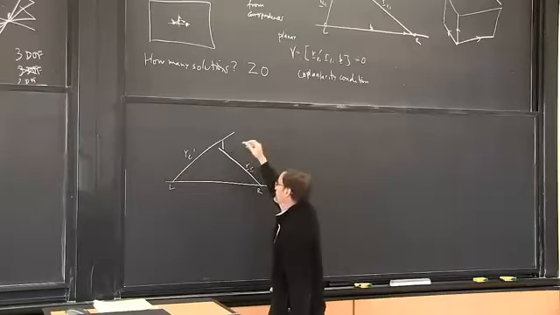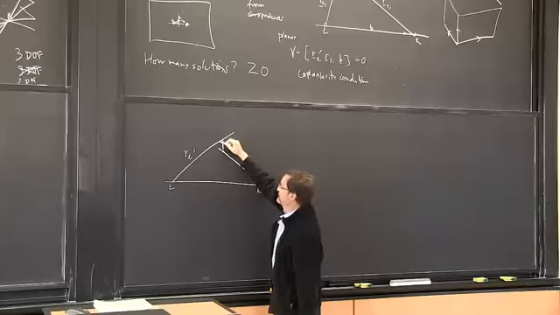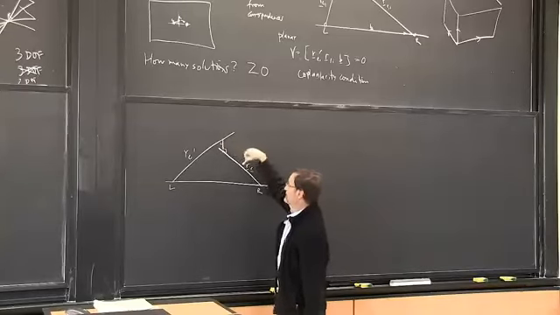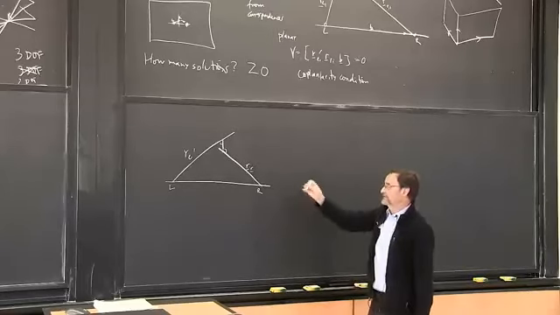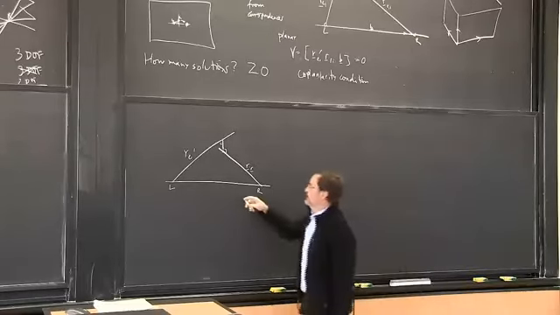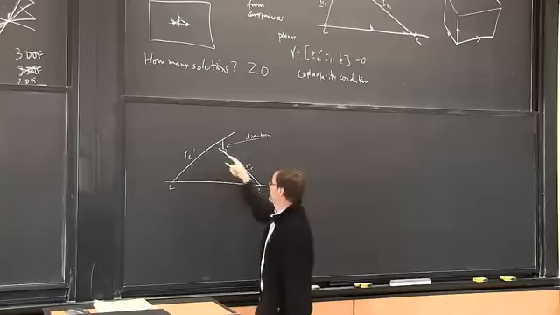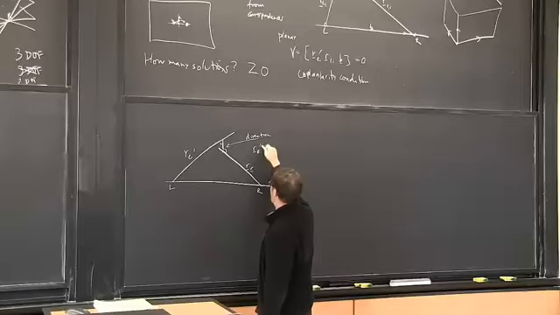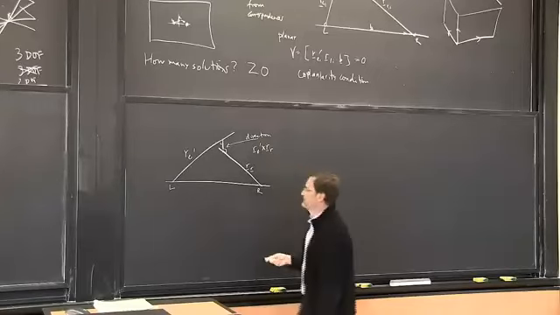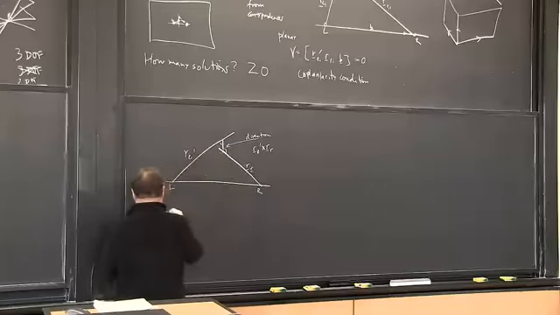It's pretty easy to prove, I won't bother, that this minimum approach has the property that it's right angles to both of these. Right? Because if it isn't, then you can move it closer and get a smaller distance. And so that means that this direction is perpendicular to both of these two vectors. So it's parallel to the cross product.